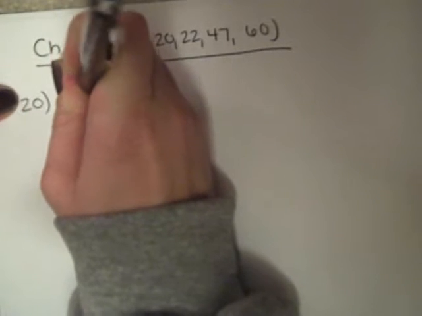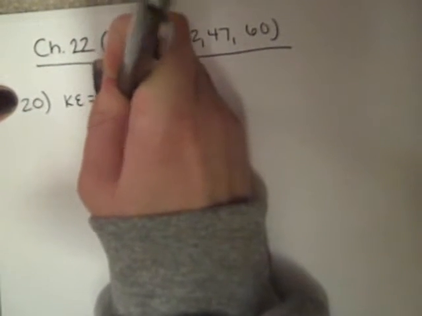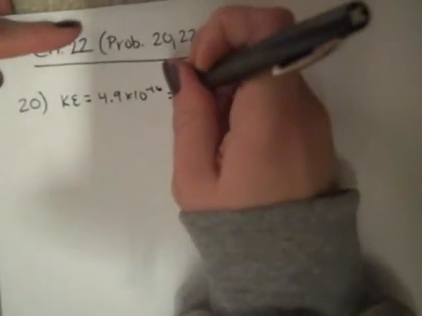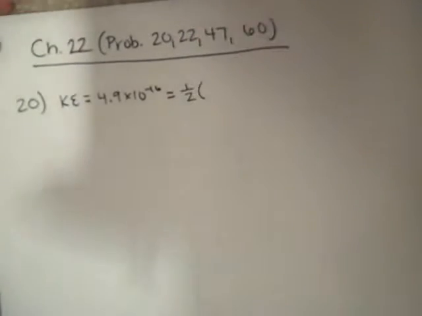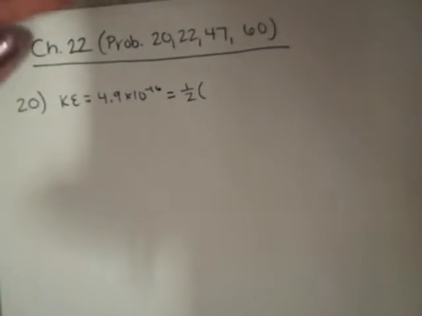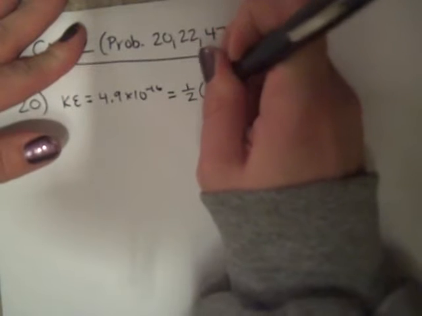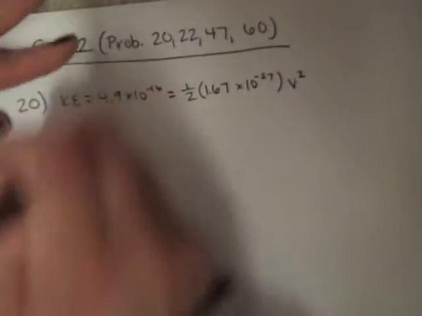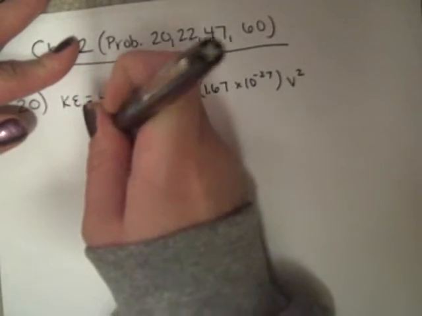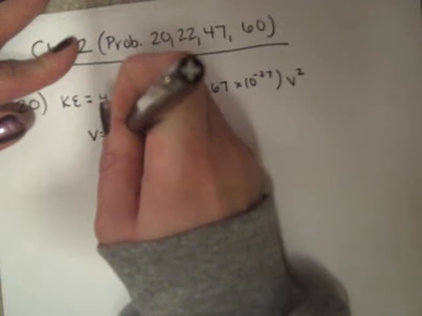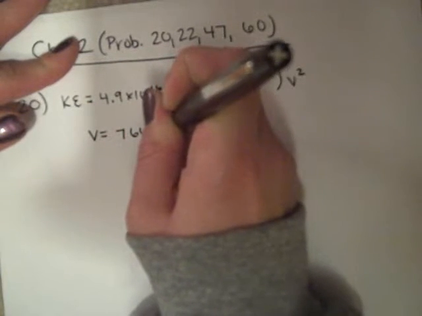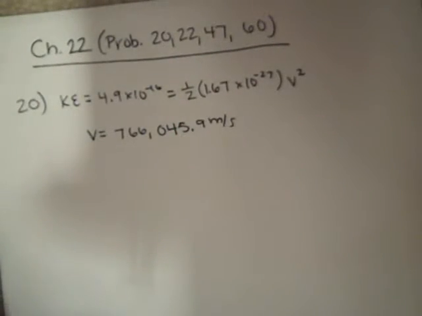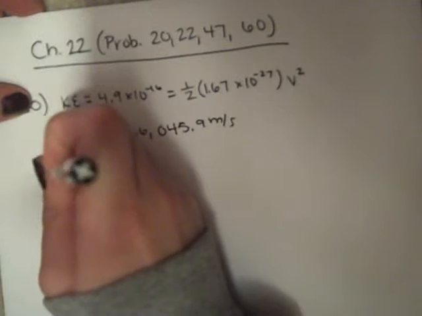So first off, the kinetic energy they give you is 4.9 times 10 to the negative 16th joules, and that you can set equal to your equation for kinetic energy, which is 1/2 times the mass of a proton, which you can look on your pink sheet is 1.67 times 10 to the negative 27th kilograms, times velocity squared, and you can get velocity to be 766,045.9 meters per second.